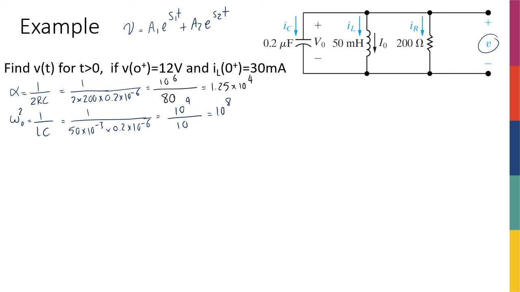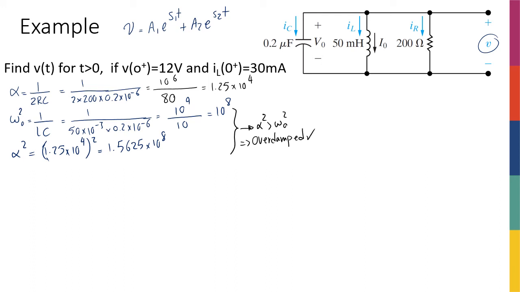Now, what would be the alpha squared? Because I have to compare alpha squared with omega naught squared. Alpha squared is going to be 1.25 times 10 to the power of 4, squared, right? So that's going to be equal to 1.5625 times 10 to the power of 8. Okay. Now from these two expressions, I can say that since alpha squared is greater than omega naught squared, therefore we have an overdamped situation.